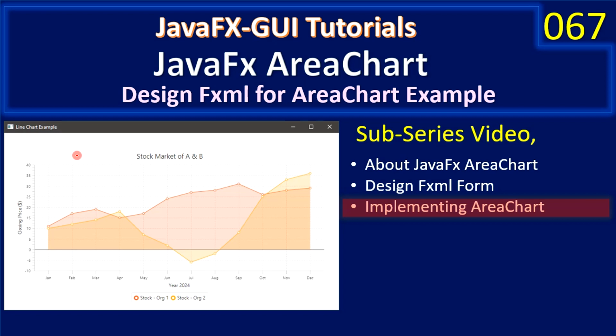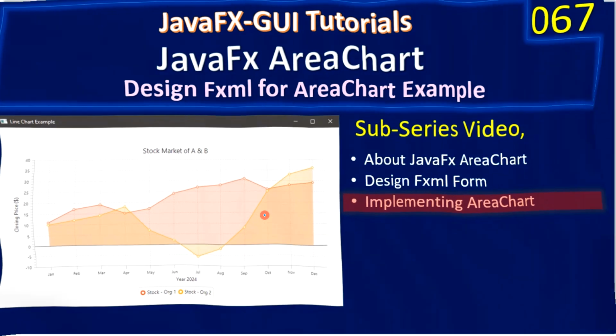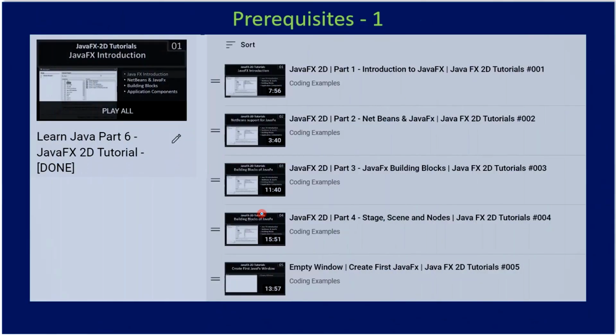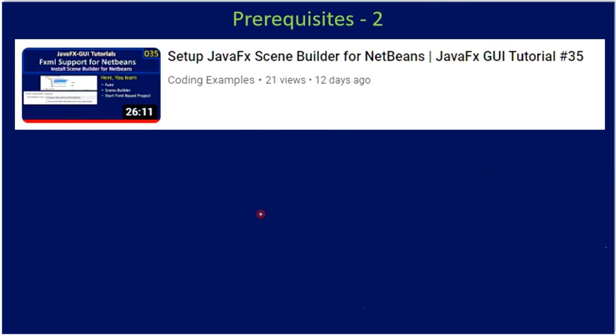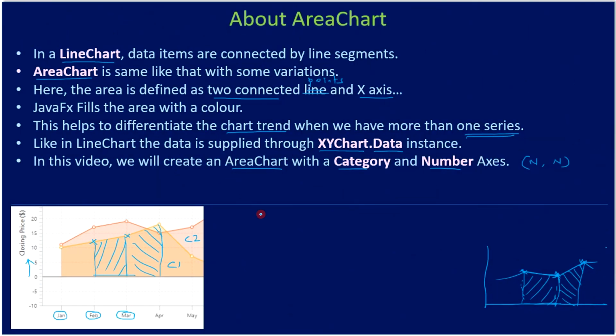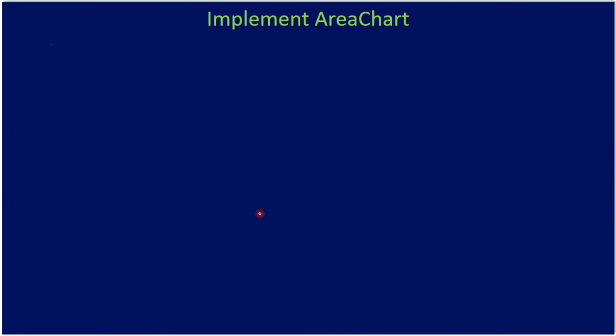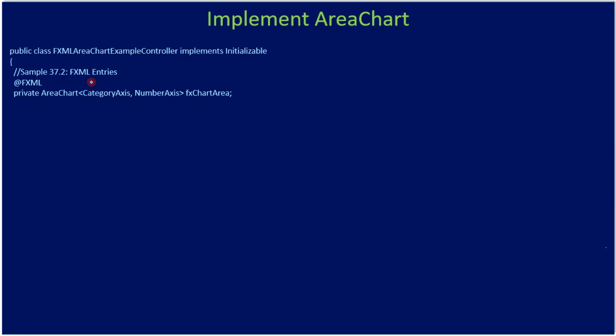In this video, we will implement our area chart example. In the last video, we created the fxml, but we forgot to add this fx id. We will add that now. So once fx id is added in the fxml, we can refer to it in our controller.